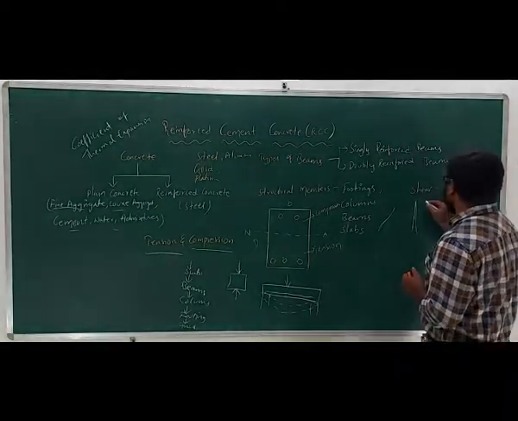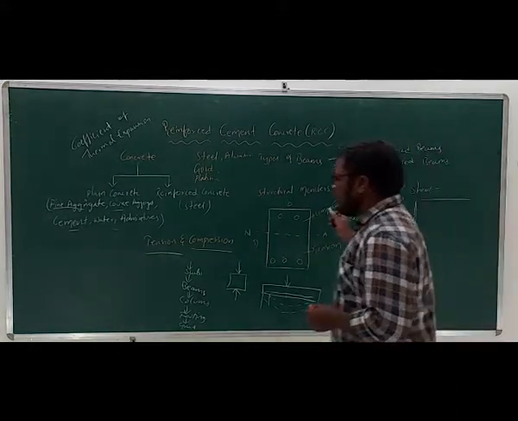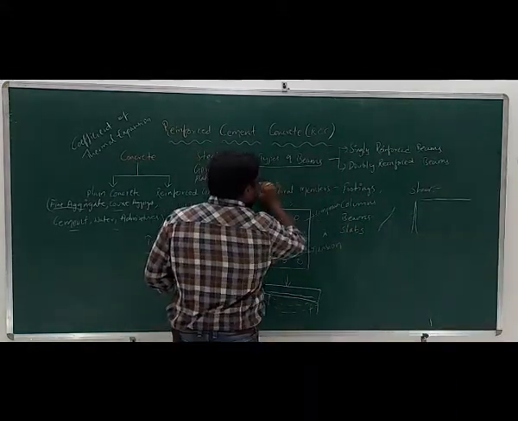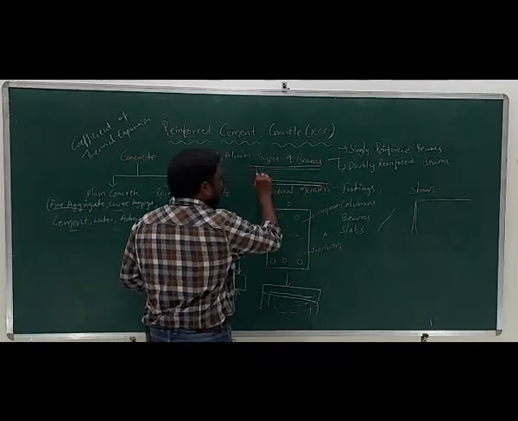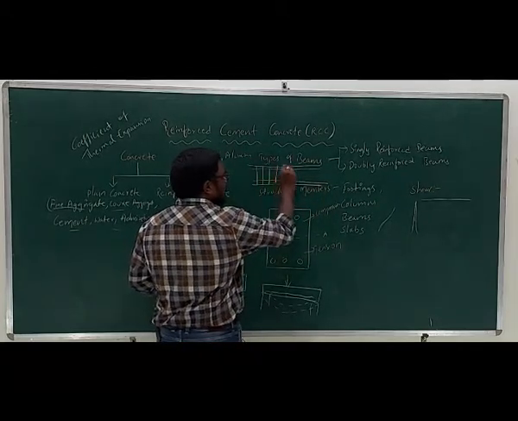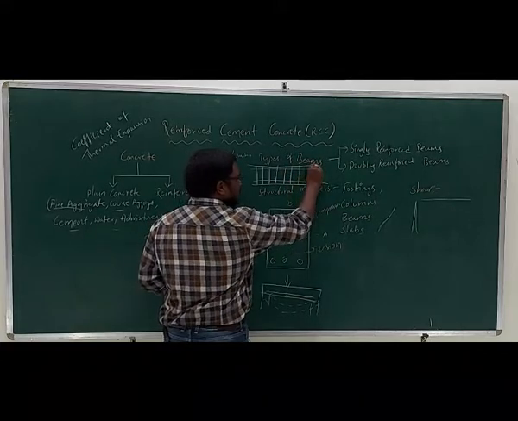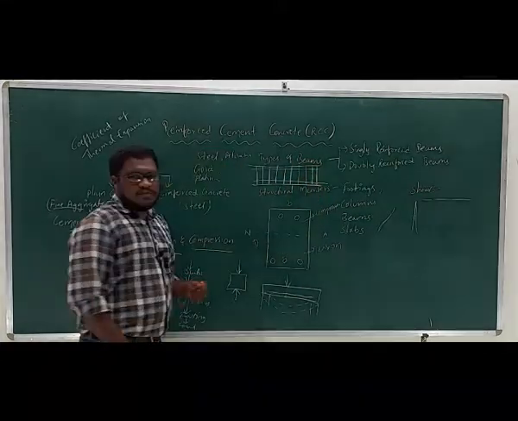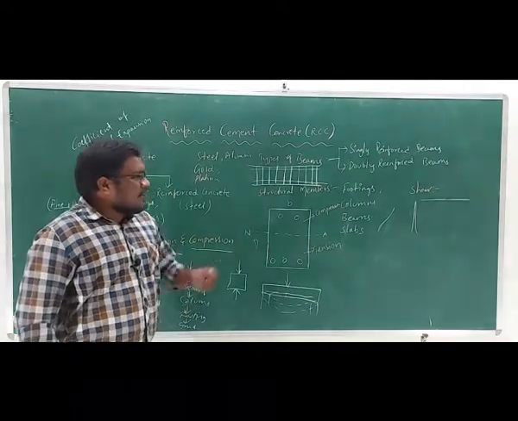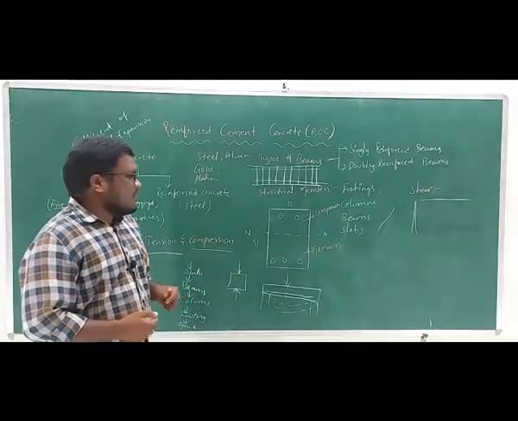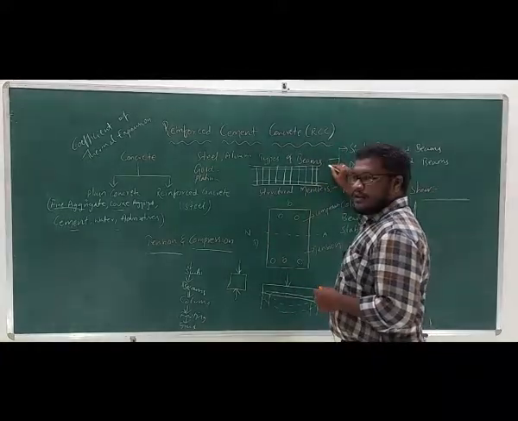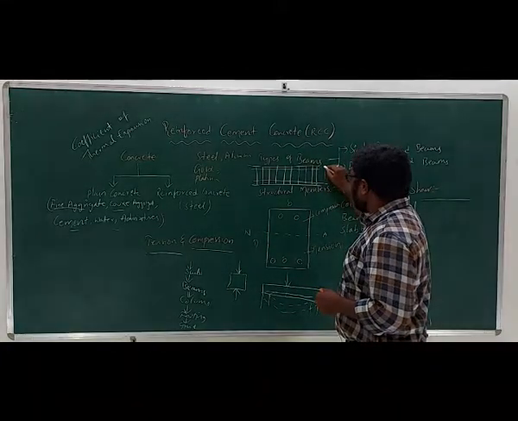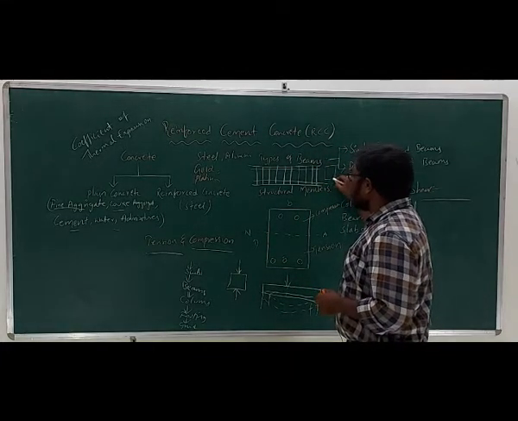What do you mean by shear reinforcement? For example, here this is a beam, we are going to provide the longitudinal bars like this, and afterwards we are going to provide the bars like this. We call these bars stirrups, and these stirrups are provided to avoid the shear failure. This shear reinforcement is called stirrups.